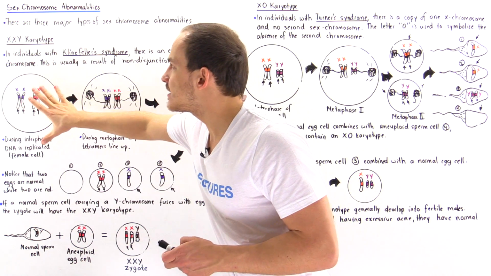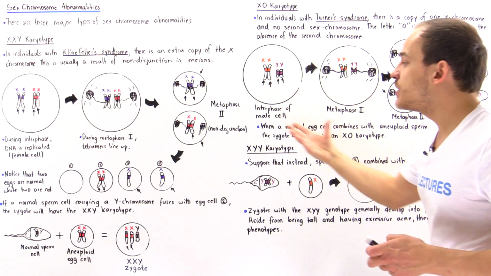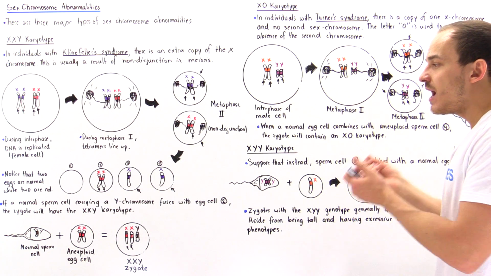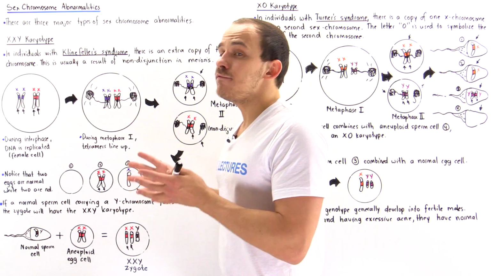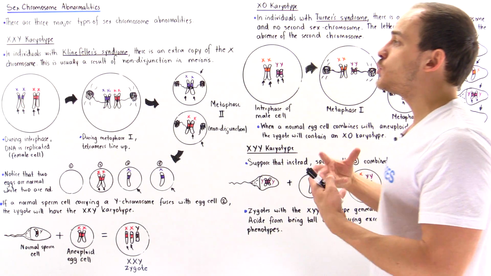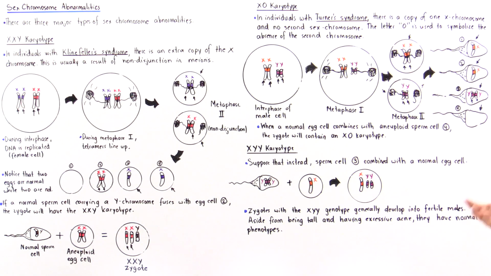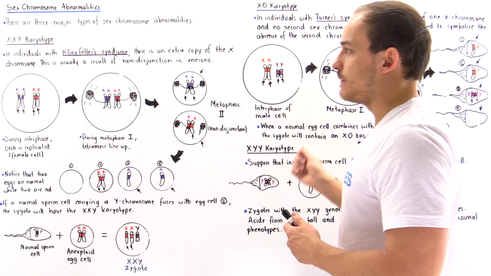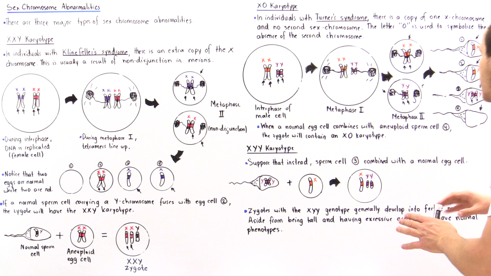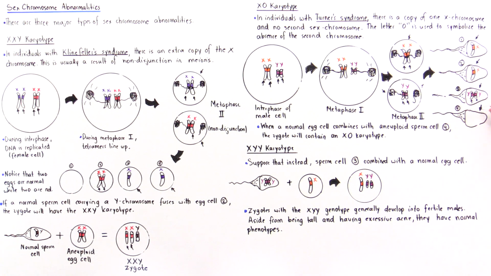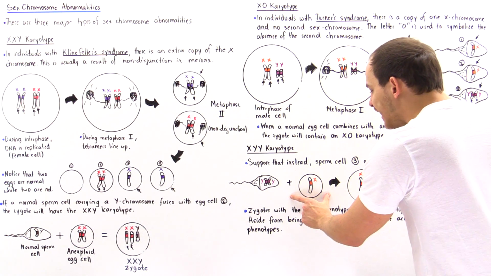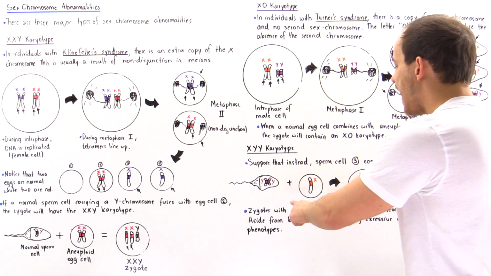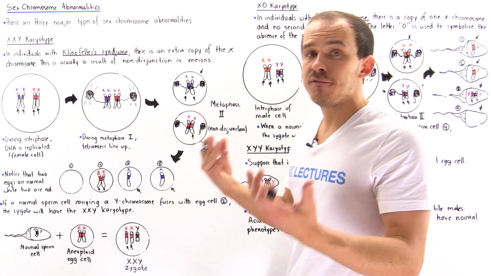Now, let's move on to the final type of sex chromosome abnormality, the XYY. Unlike the XXY and the XO, this is not actually a syndrome, because individuals that have this type of karyotype live normal lives and they don't really have too many abnormalities. They have a normal phenotype and they are fully fertile. So suppose that instead of combining sperm cell number 4, we took sperm cell number 3 and we combined it with a normal X cell as shown in this diagram. What would we form then?